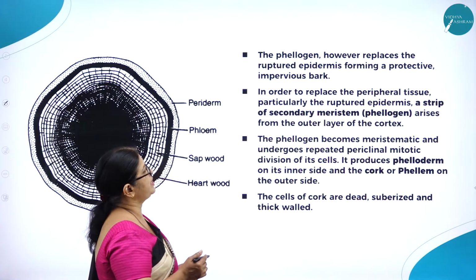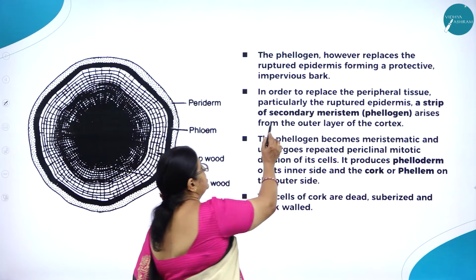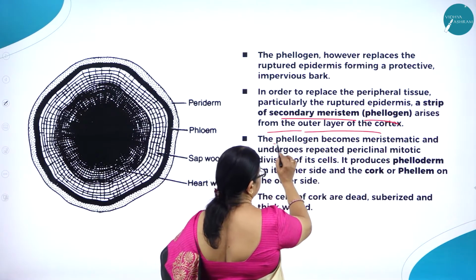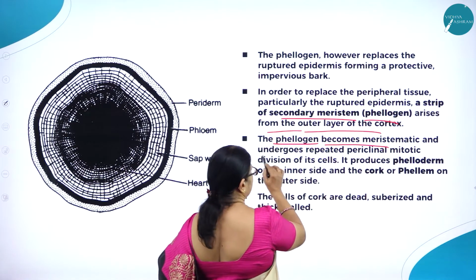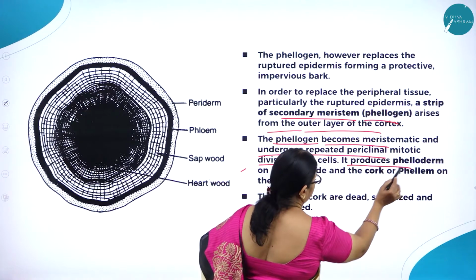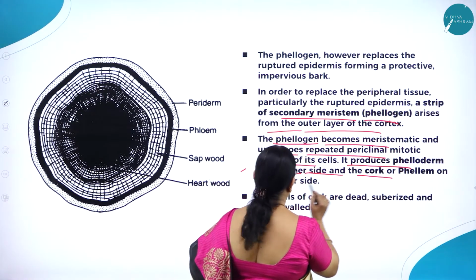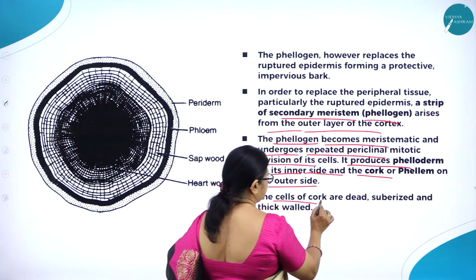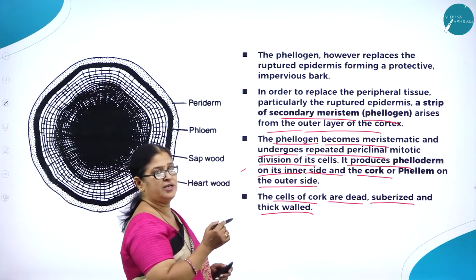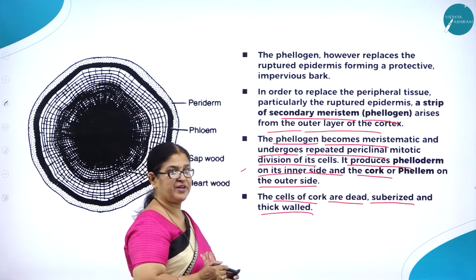So in order to replace the peripheral tissue, particularly the ruptured epidermis, a strip of secondary meristem called phellogen arises from the outer layer of the cortex. So the phellogen becomes meristematic and undergoes repeated periclinal mitotic division of its cells. It produces what? Phelloderm on its inner side, and the cork or phellem on the outer side. The cells of cork are dead, suberized and thick-walled.